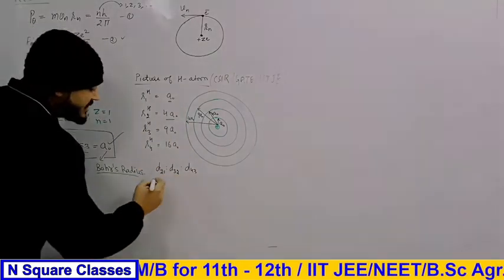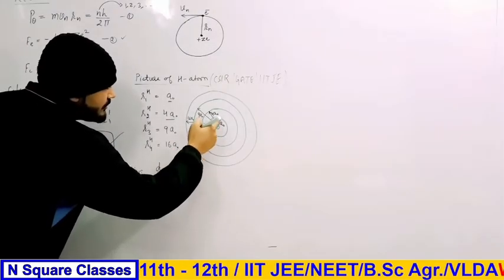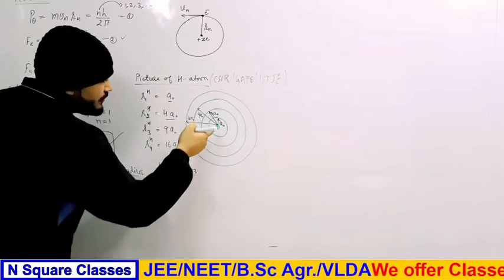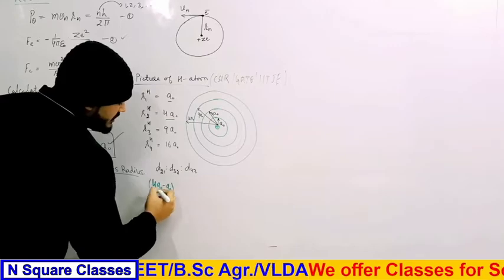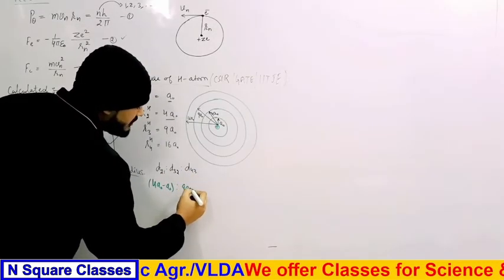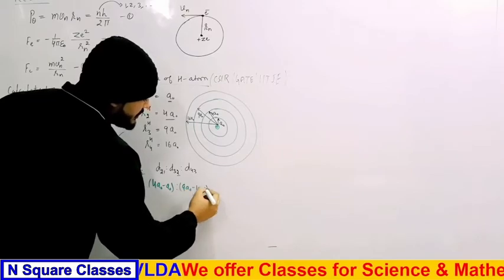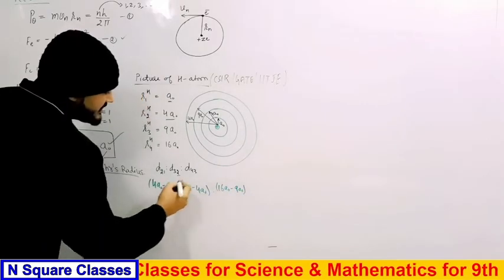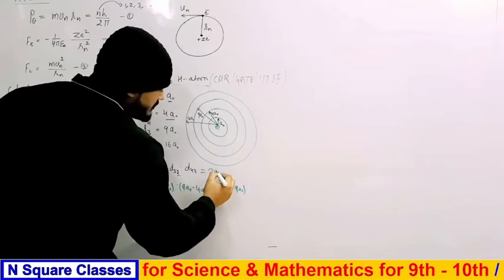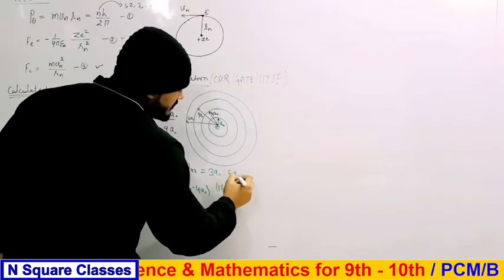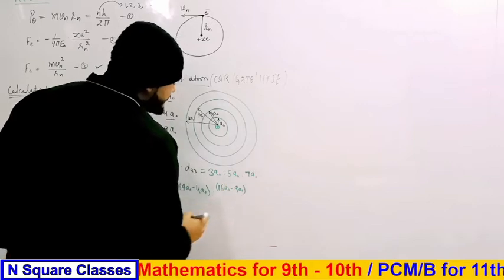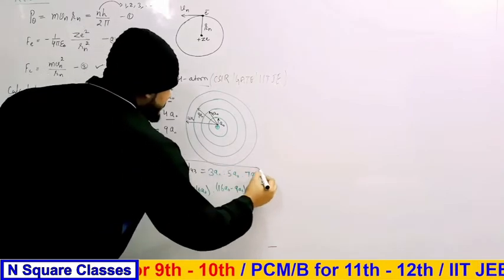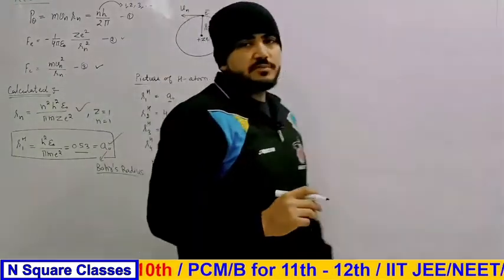Now what is the respective distance? So d21 is equal to, for d2 this is 4a naught minus 1a naught, that is 3a naught. Then 9a naught minus 4a naught, and 16a naught minus 9a naught. Now this value becomes 3a naught, ratio 5a naught, ratio 7a naught. Now this is the respective distance, or we can say ratio of respective distance between the different orbits. Now this is a very important result for the competition purpose.